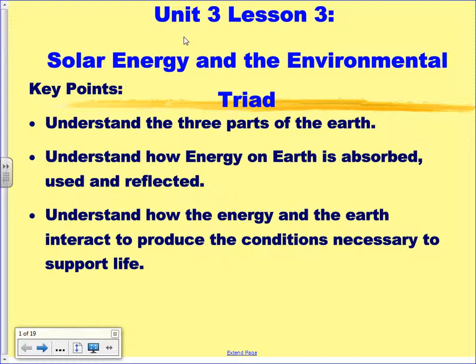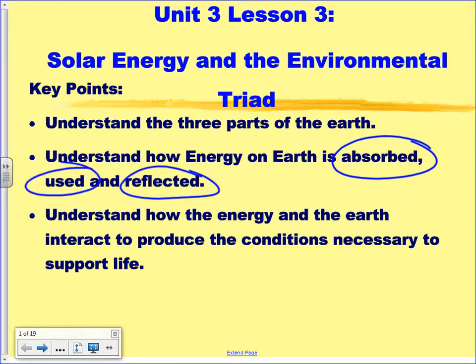Look at how energy on Earth is absorbed, used, and reflected. Make note of those three words. That is what can happen to energy that strikes the Earth. Only three things. It either bounces off the Earth and goes back out into space, or it is absorbed, in which case there is an increase in thermal energy, or it is used. Sometimes used is also referred to as converted.